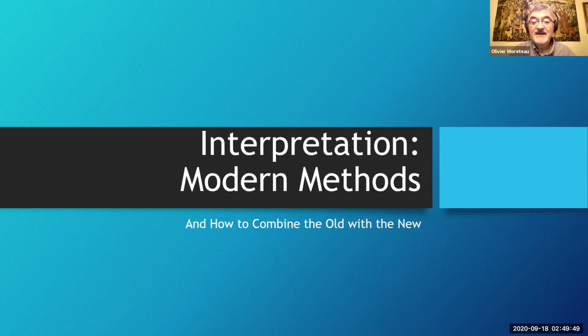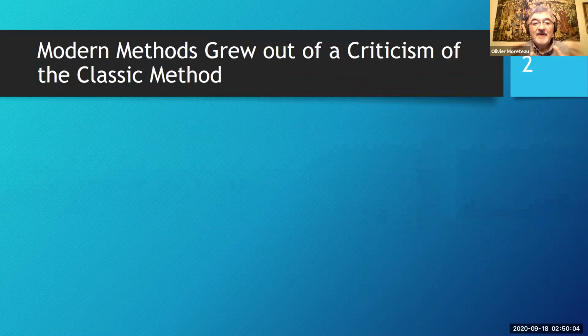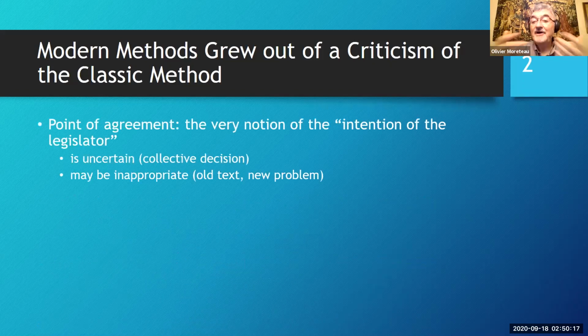Modern methods of interpretation. And as you see in the subtitle, we will try to see how you can combine the old or classic method with the new or modern methods. Modern methods have been growing out of a criticism of the classic methods. Faults or defects have been identified in the classic method. Understand here the exegetical method.